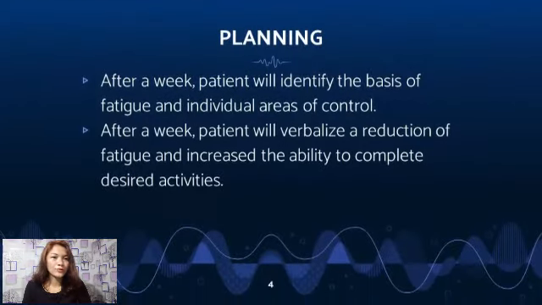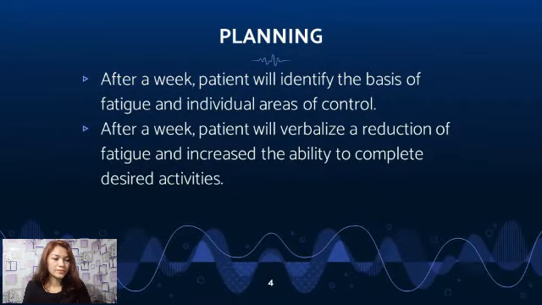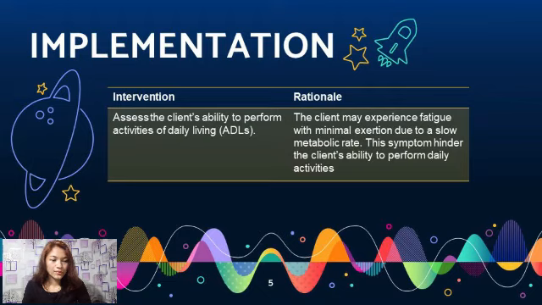Planning. After a week, the patient will identify the basis of fatigue and individual areas of control. After a week, the patient will verbalize a reduction of fatigue and increased ability to complete desired activities. For the implementation, we must assess the client's ability to perform activities of daily living. The rationale is that the client may experience fatigue with minimal exertion due to a slow metabolic rate. This symptom hinders the client's ability to perform daily activities.